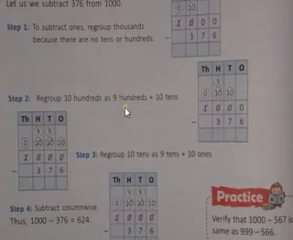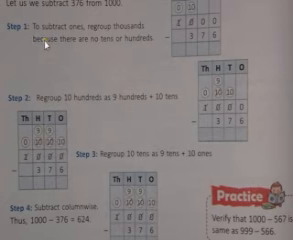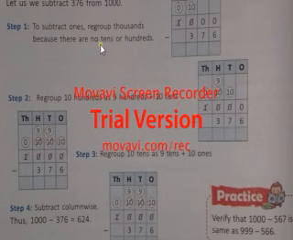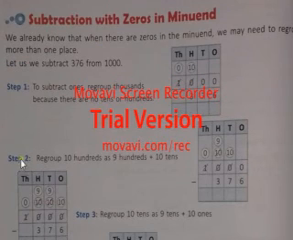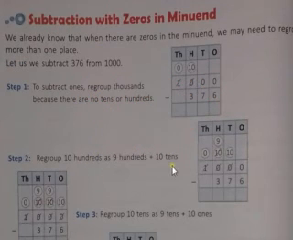If you see, the same has been shown here. Step 1, subtract. To subtract 1s, regroup 1000, because there are no 10s and 100s. So 1000 is regrouped as 100 tens. Then after, regroup 100 tens as 9 hundreds and 10 tens. 1 is taken as a carry, so it becomes 900 and it becomes 10 tens.